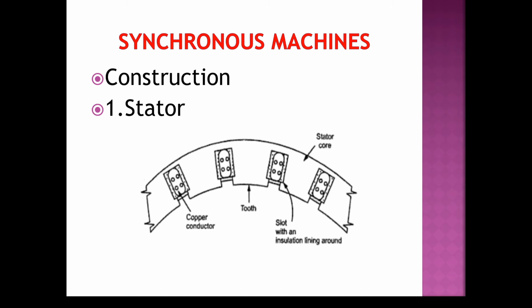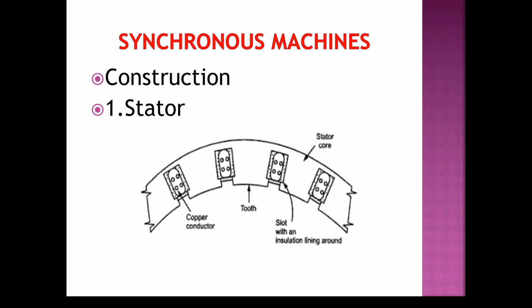Why are slots there here? To keep the conductors inside it. But the frame here now will not carry any flux, but it will serve as a mechanical support to the core. Ventilation is also maintained here with the help of holes.